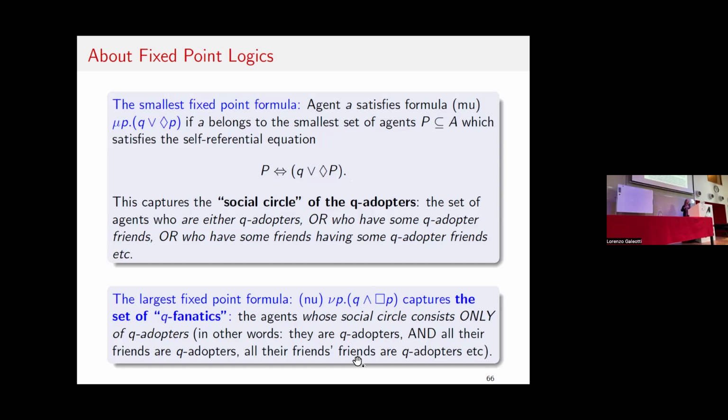Now, that is the smallest fixed point formula that I express. And then the largest fixed point formula would capture somehow the set of the Q fanatics. So that's νP. Q and box P. So we'd say that either you are a Q adopter and all of your friends, so box means everybody in your circle, all your friends, and then P, we go back, are Q adopters, right? These are the agents whose social circle consists only of these Q adopters. So either you're Q already and everybody that you have will be Q as well.